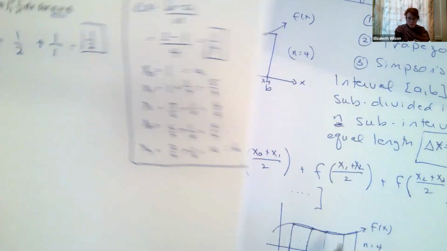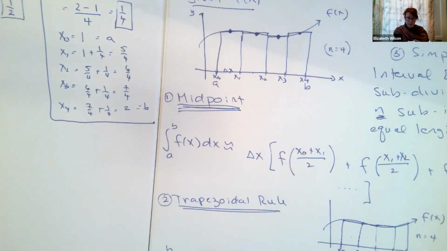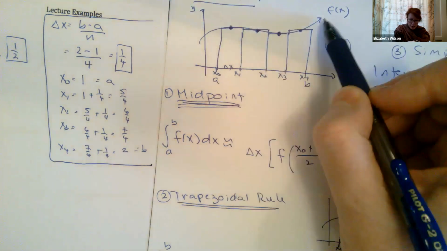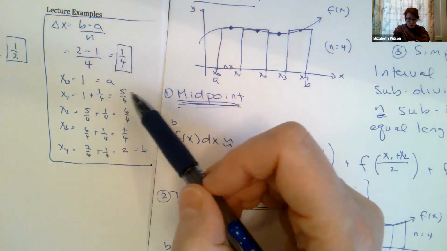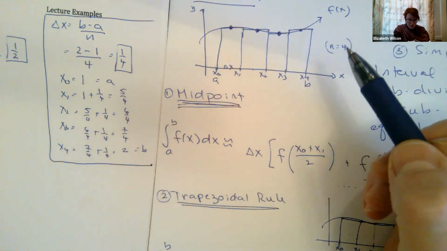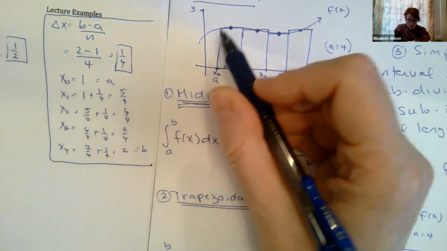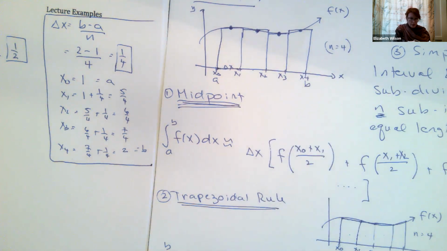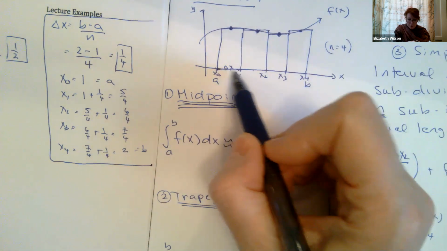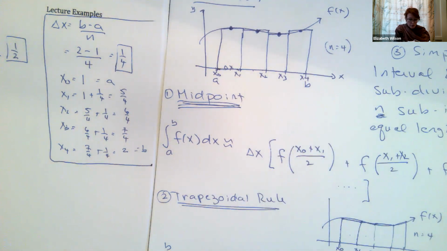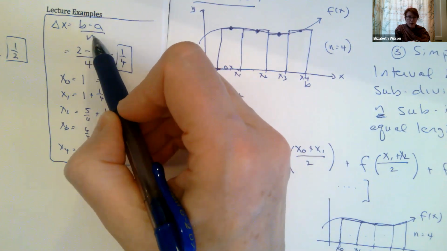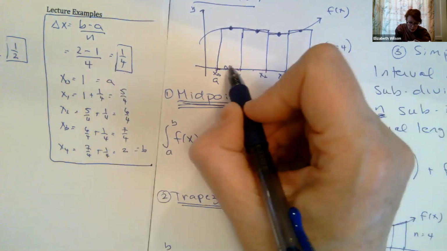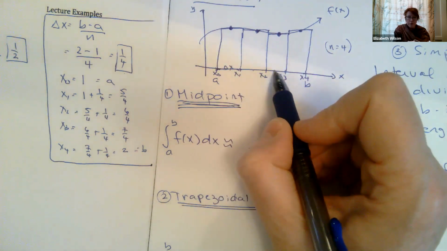So let's go back to here. Let's pretend this is our graph. We're told n equals 4, so I have to break this into 4 sub-intervals. That means I need a delta x. The midpoint uses rectangles, so these are 4 rectangles. We were told to use 4, because it says at the beginning n equals 4. They have to be of equal width, which means the end minus the beginning divided by the number of sub-intervals. So 2 minus 1 all over 4 gives me a width of 1/4 for each.